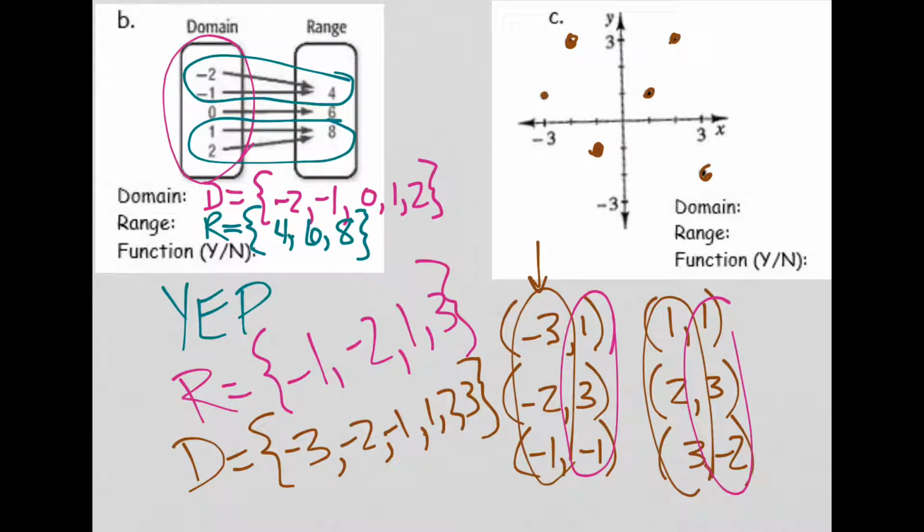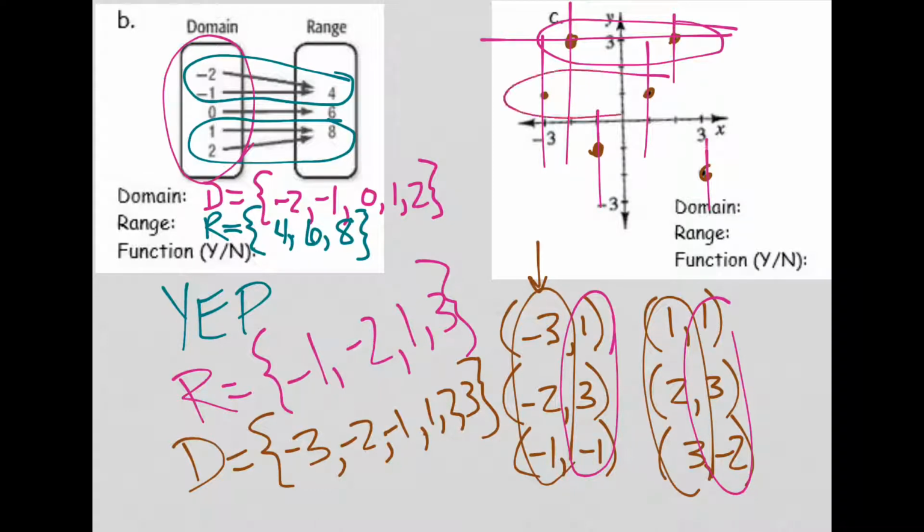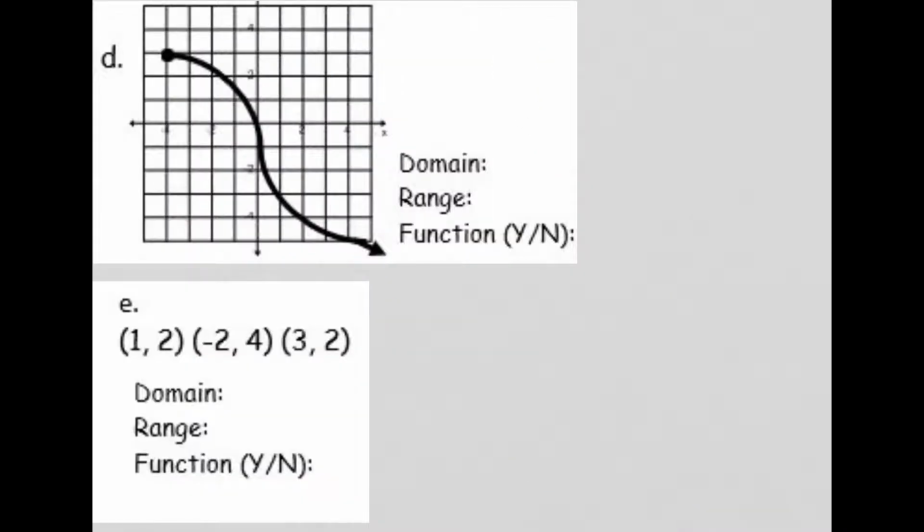And that's okay. You can have the same, because does this pass the vertical line test? You betcha. This does not pass the horizontal line test. These two went to the same, and these two went to the same, but that's okay. That's just two moms going to the same soccer game. It's not a one-to-one function, but hey, you don't have to know about that right now. So just the fact that it passes the vertical line test is enough. It's a function.